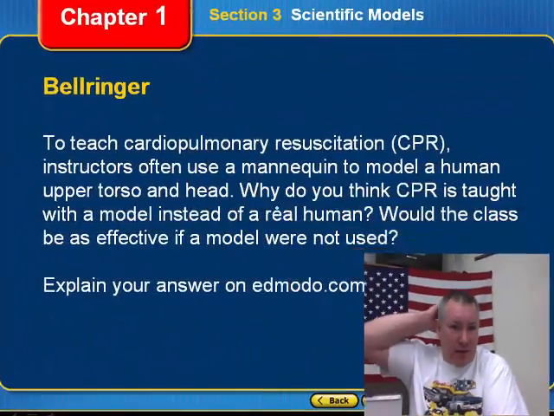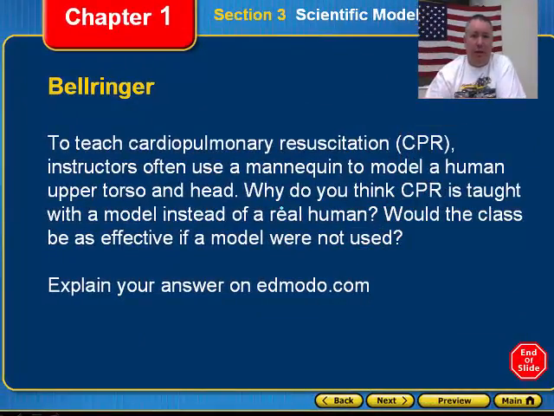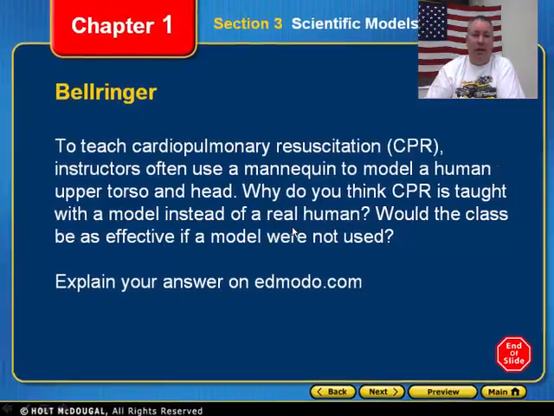This section is called Scientific Models. Obviously, right here is your bell ringer. Go ahead and read your bell ringer. Pause me. Read your bell ringer and go ahead and post it up there on Edmodo. Let's go ahead and get started.